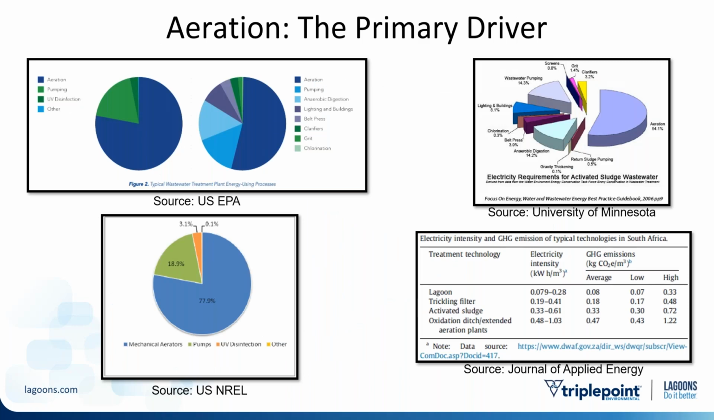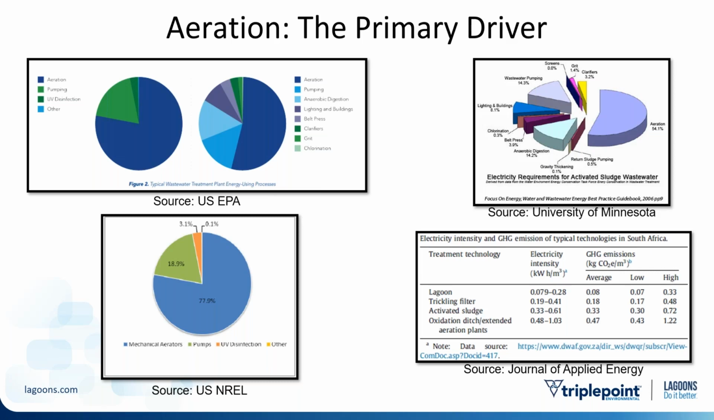And we do that by focusing on aeration. Aeration is absolutely the primary driver of the energy expenditure at any wastewater facility. Over here in the top right, your average activated sludge plant will spend maybe 54% of their energy on aeration. But if you get to lagoon systems, it's closer to 78 or 80%. So if we're going to try and make that lagoon system more efficient, making a UV system more efficient is not really going to move the needle. Making the aeration system more efficient is definitely going to move the needle.